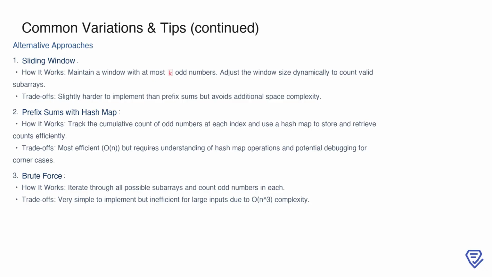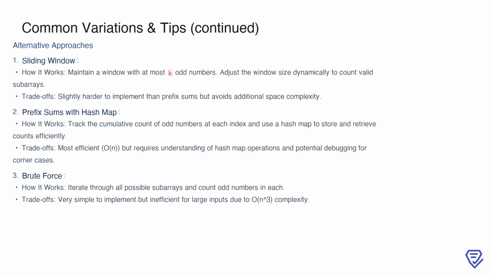Another option is using prefix sums combined with a hash map. Here, you track the cumulative count of odd numbers at each index and store these counts in a hash map for efficient retrieval. This approach is the most efficient, with a time complexity of O(n), but it does require a solid understanding of hash map operations and careful debugging for corner cases.